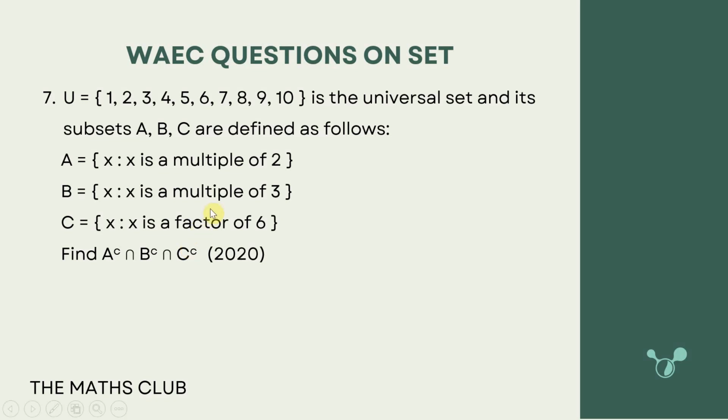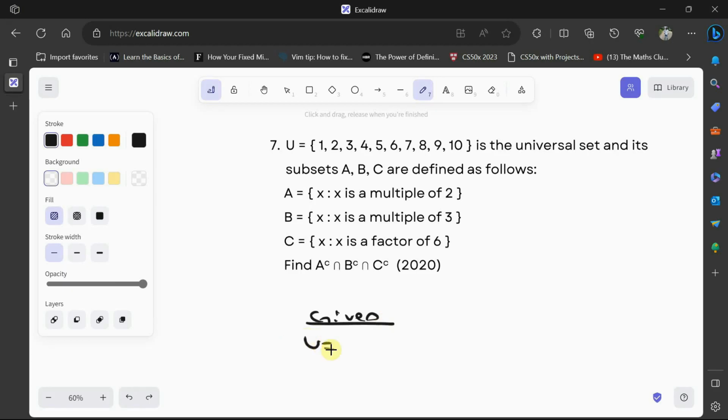Welcome back. Let's solve it together. We know our universal set is 1 up to 10. We know A is the multiples of 2. So within the range of our universal set, what are the multiples of 2? 2 times 1, 2. 2 times 2, 4. 2 times 3, 6. 2 times 4, 8. 2 times 5, 10. Right? This is where we'll stop, because we are bounded by the universal set.